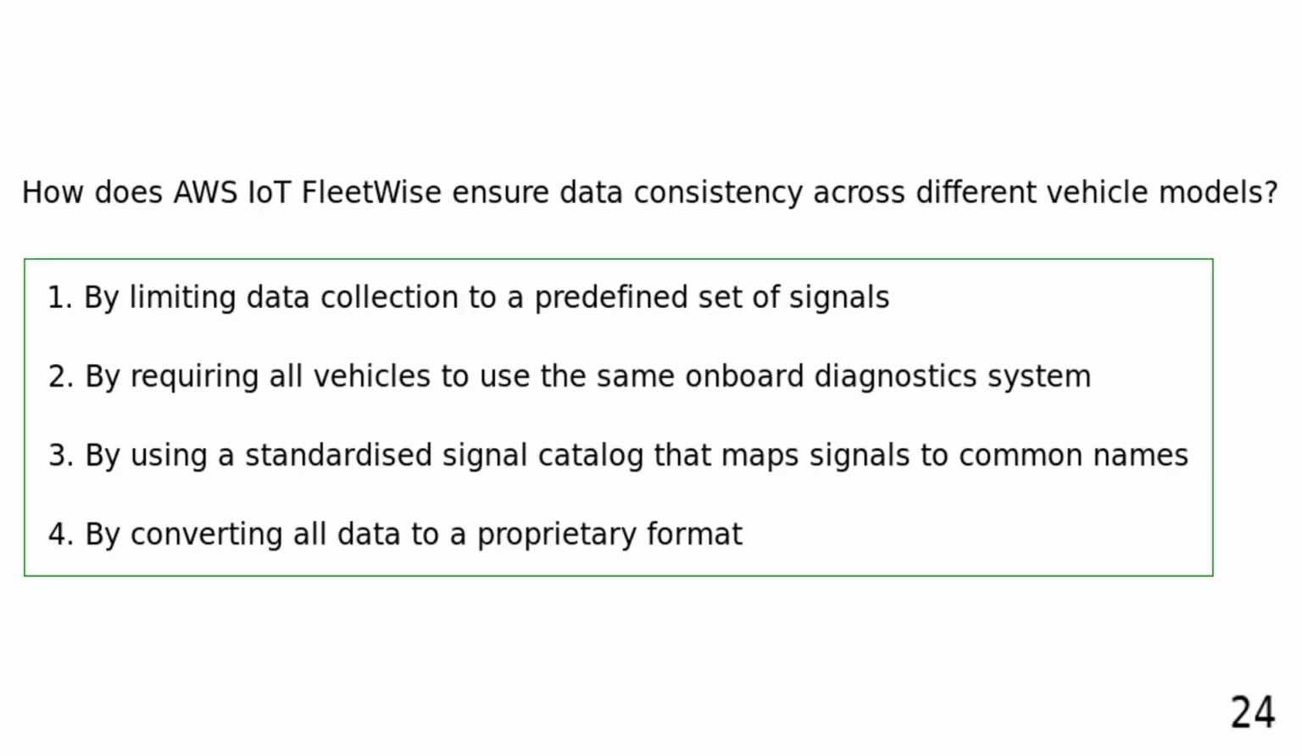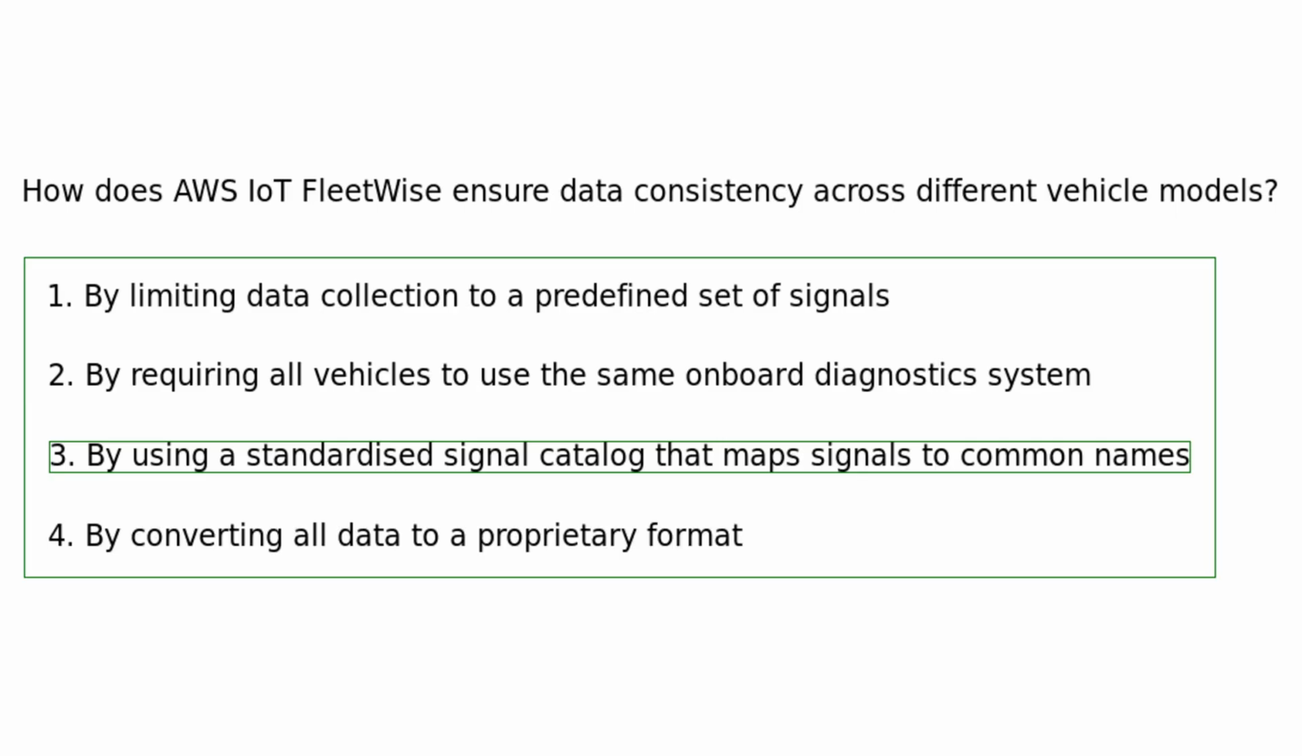How does AWS IoT FleetWise ensure data consistency across different vehicle models? By limiting data collection to a predefined set of signals. By requiring all vehicles to use the same onboard diagnostic system. By using a standardized signal catalog that maps signals to common names. By converting all data to a proprietary format. AWS IoT FleetWise ensures data consistency by using a standardized signal catalog that maps signals from different vehicle models to common names, allowing for uniform data analysis across the fleet.